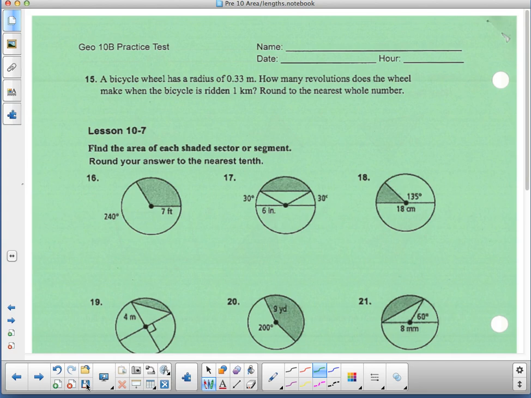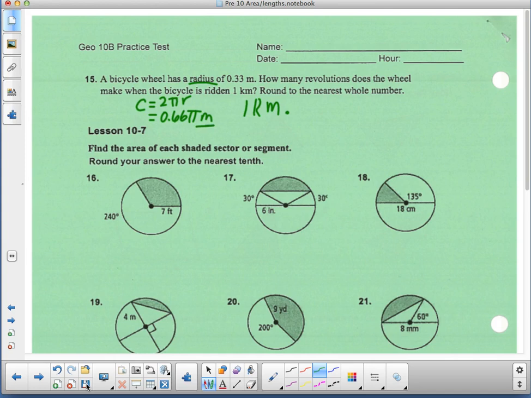Well, how many revolutions does a wheel make? I've got to look at this and go, well, circumference is equal to 2 pi r. That's going to give me the distance of 1 revolution. So since the radius is there, I've got 0.66 pi is 1 revolution. And this is meters. Okay, so that's 1 revolution. So they're asking me, how many revolutions does a wheel make when the bicycle is ridden 1 kilometer? Okay, so if I've got 1 kilometer, a kilometer has to be switched over from kilometers to meters.